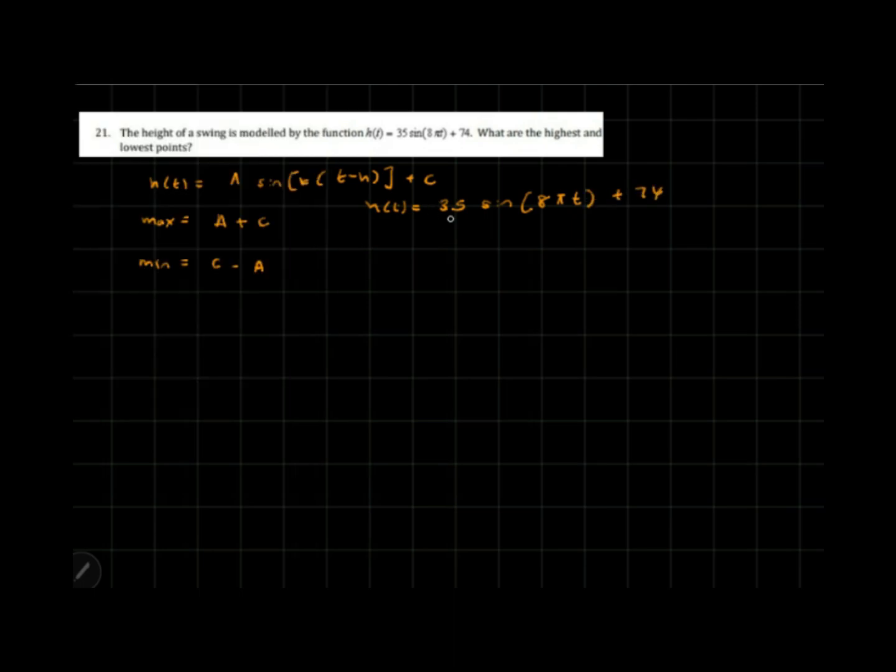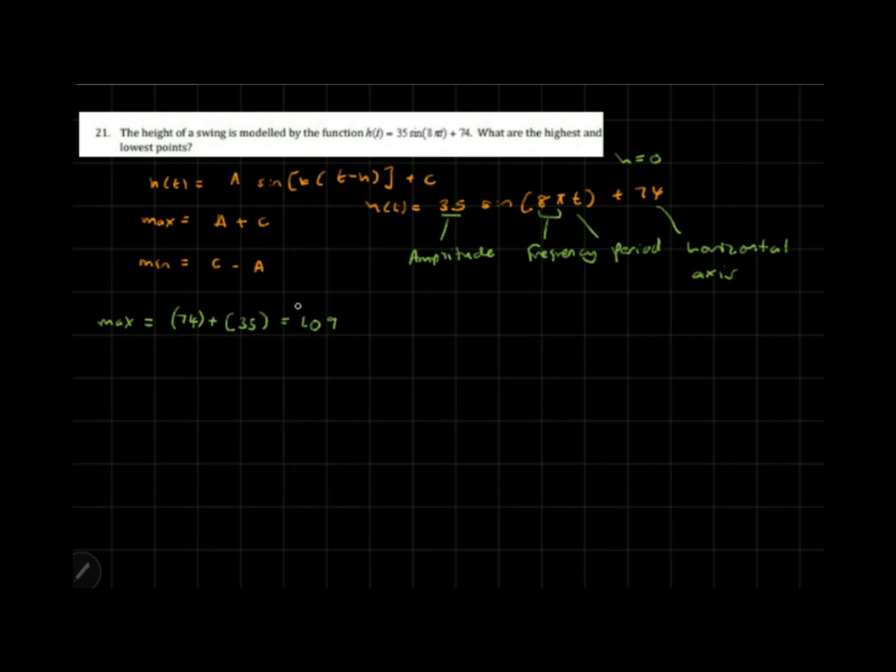This 35 here would represent the amplitude, right? The 8 pi here represents the frequency, t represents the period, right? There is no phase shift, h is equal to 0. Sorry, the 74 represents the horizontal axis, right? And if you want to find your maximum point, you basically do the horizontal axis, 74, plus the amplitude, which is 35, which is 109.